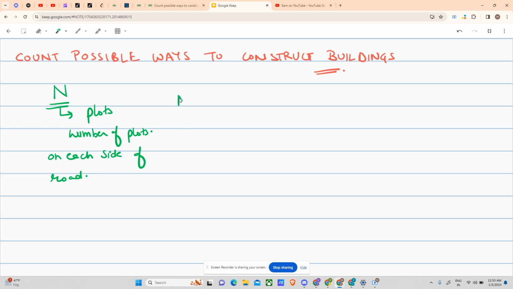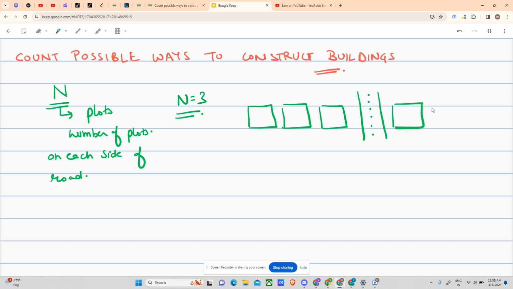Suppose your n is equal to 3. In that case, these are your plots. And this is your road, and 3 plots here also. Now, you are a builder, a quite rich profession by the way, and you have to construct buildings.